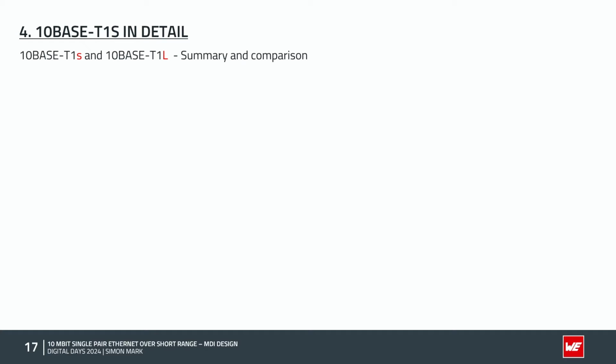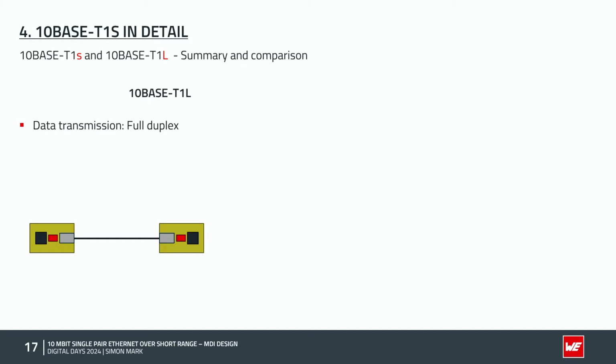Some details about 10BASE-T1S and T1L. What is the difference and what is the similarity? For 10BASE-T1L, the long range, we have data transmission in full duplex. We have only a point-to-point connection with two nodes, because it's point-to-point, and a length of up to 1 kilometer. So there is no multi-drop or lots of nodes on a bus line.